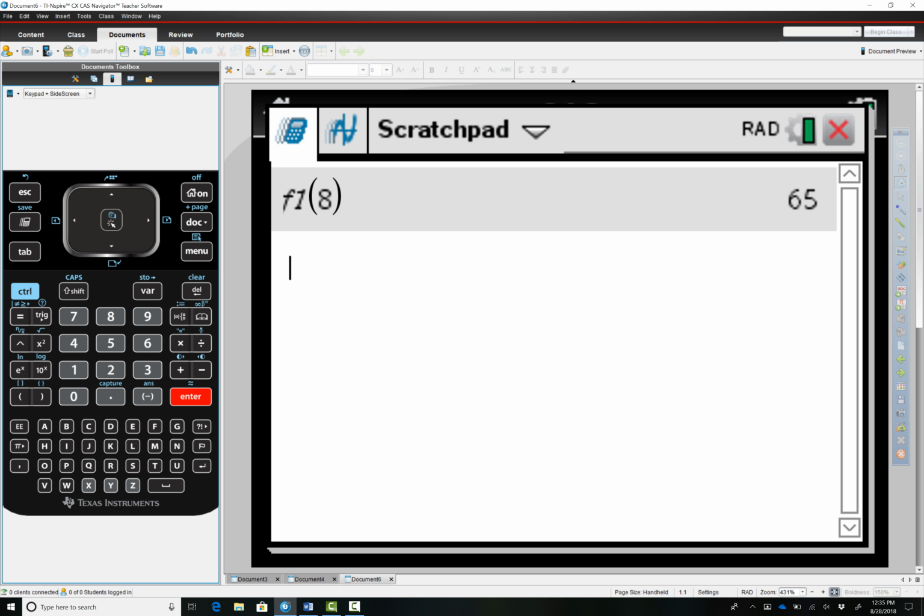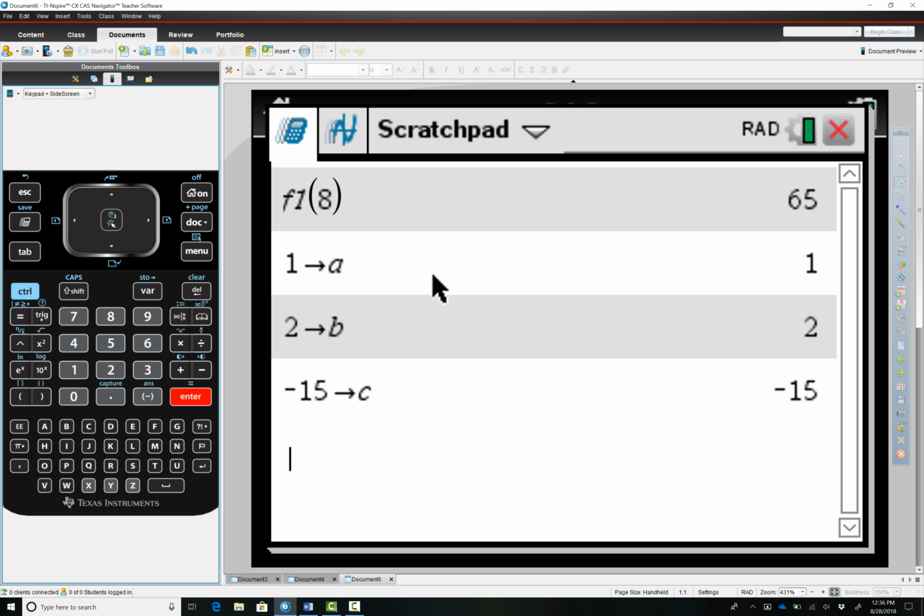So what I'm going to do now is use the quadratic formula to solve the same equation. So I'm going to say 1, control, this stands for store, and I'm going to store that in the variable a. So I'm going to take 2 and store that in the variable b, and then negative 15 store in c. And then I'm going to use the quadratic formula.